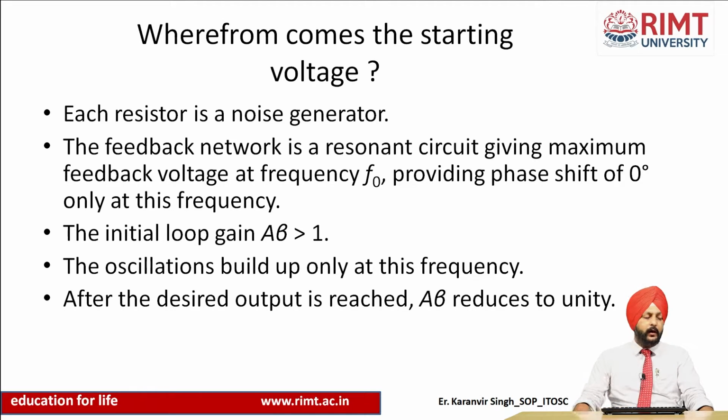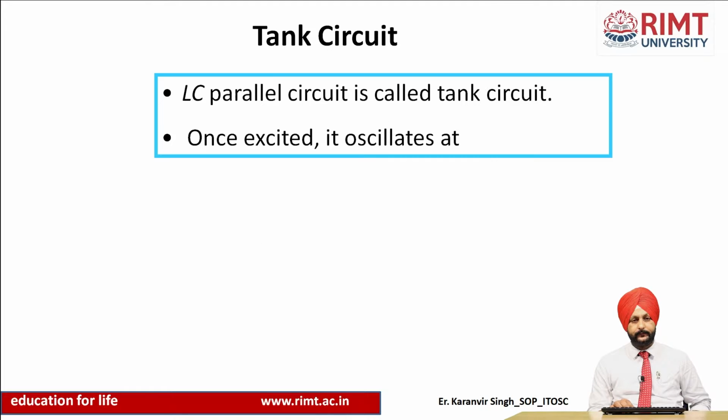So the next question: where does the starting voltage come from? As we know, each resistor is a noise generator. The feedback network is a resonant circuit. It gives the maximum feedback voltage at frequency f naught, which provides a phase shift of 0 degrees only at this frequency. So initially the loop gain A beta is greater than 1, and the oscillation builds up only at this frequency.